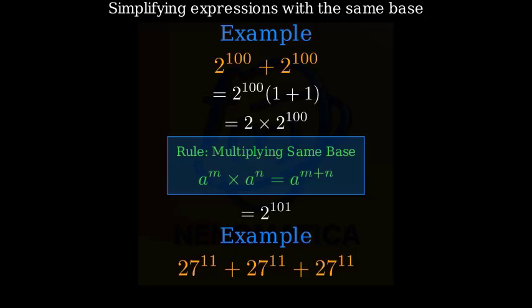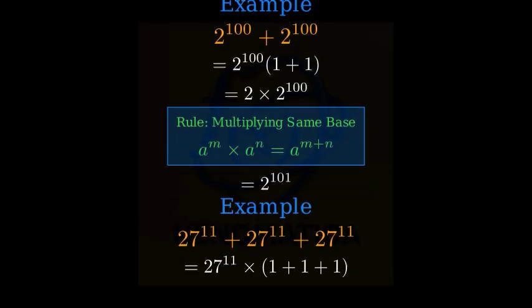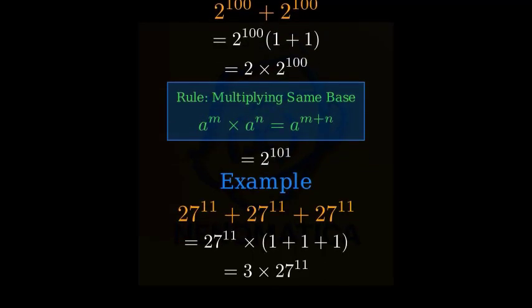Here we need to calculate 27 to the power of 11 plus 27 to the power of 11 plus 27 to the power of 11. Similar to our first example, we can factor out the common term. Let's rewrite this as 27 to the power of 11 times the sum of 1 plus 1 plus 1. We can simplify 1 plus 1 plus 1 to get 3. So we have 3 times 27 to the power of 11.